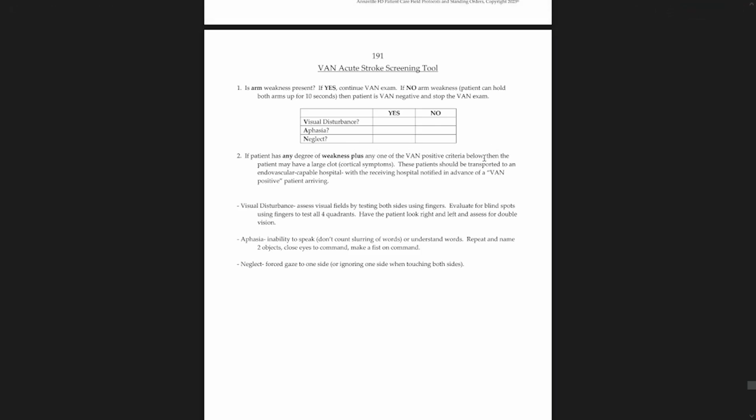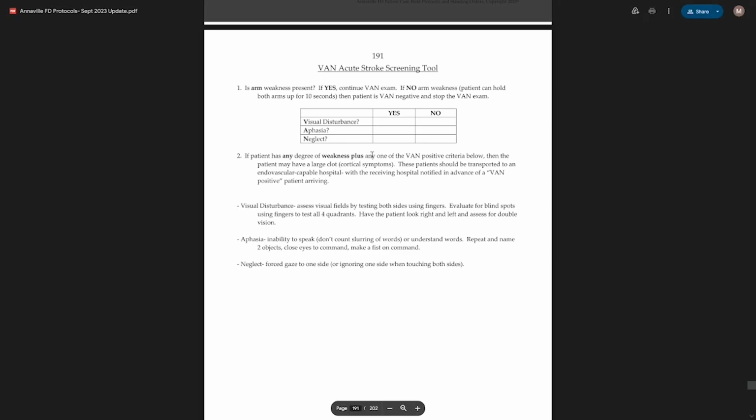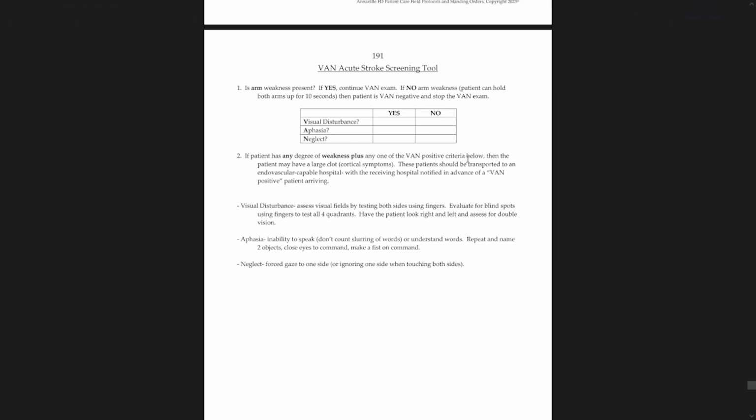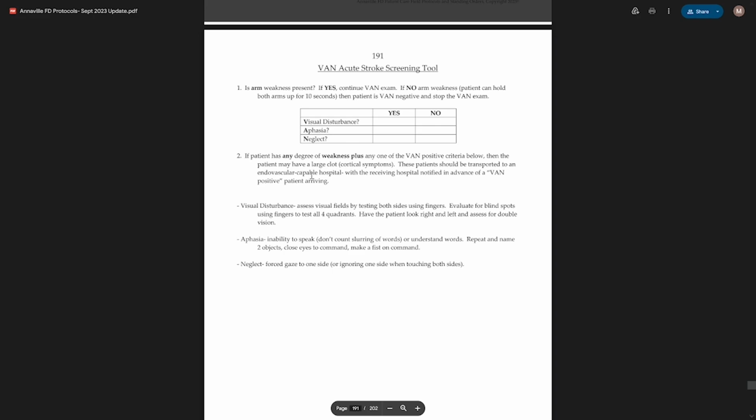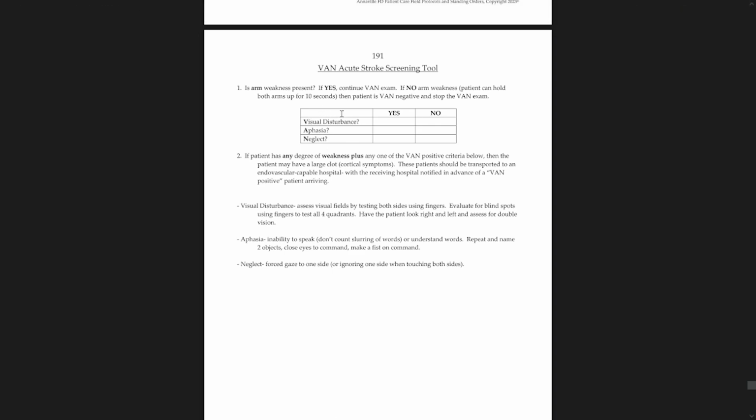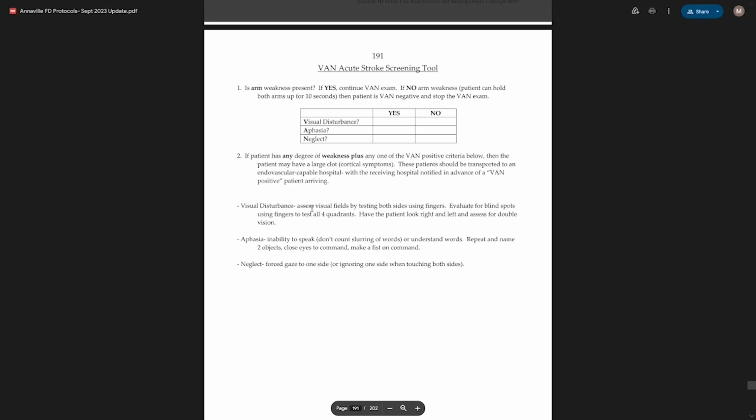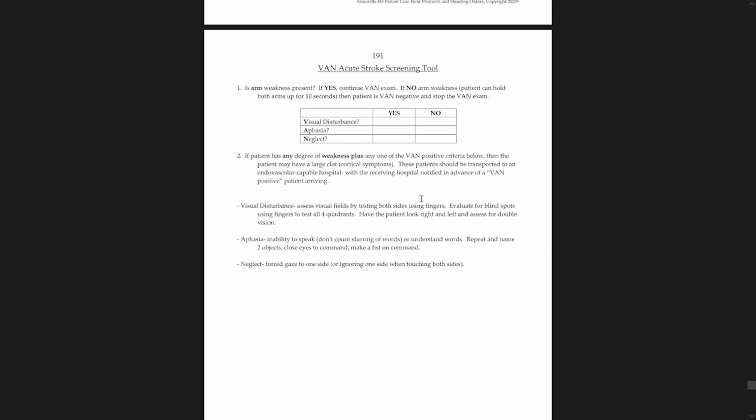These patients should be transported to an endovascular capable hospital, with the receiving hospital notified in advance of a VAN positive patient arriving. So we check for visual disturbance, aphasia, and neglect. For visual disturbance, you want to assess the visual fields by testing both sides using fingers, evaluate for blind spots using fingers to test all 4 quadrants, have the patient look left, right, and assess for double vision.